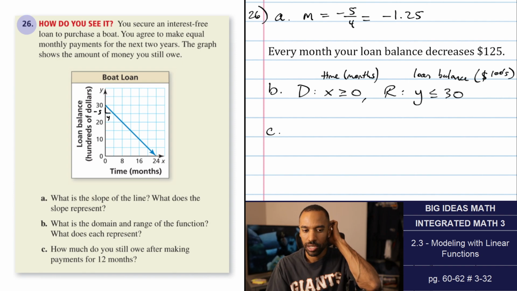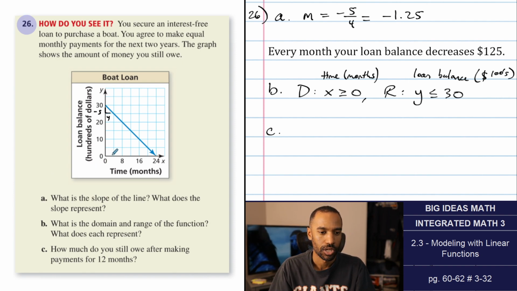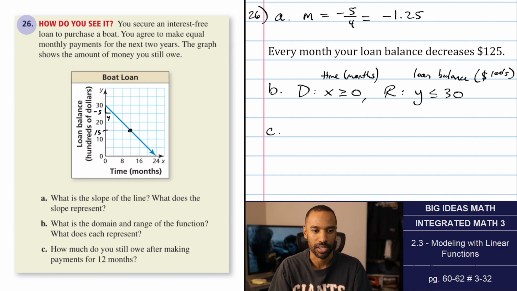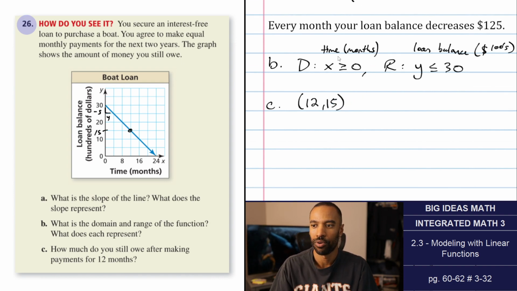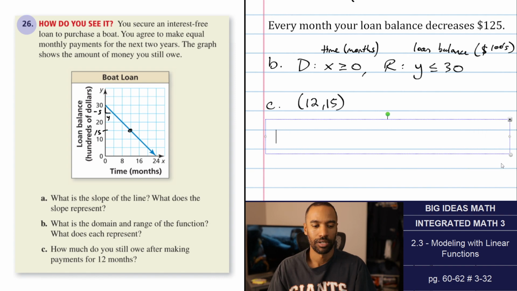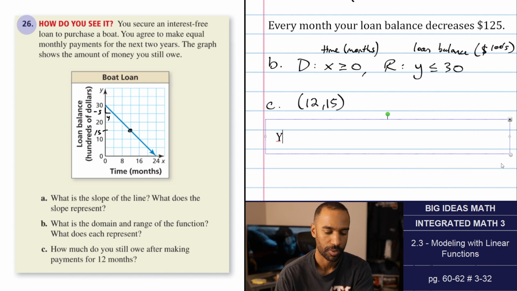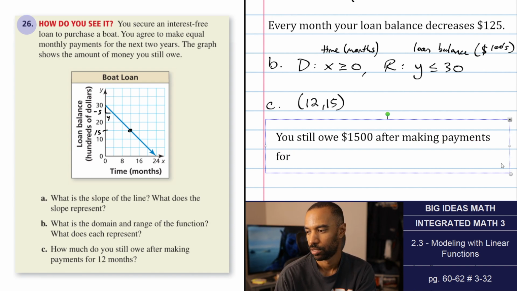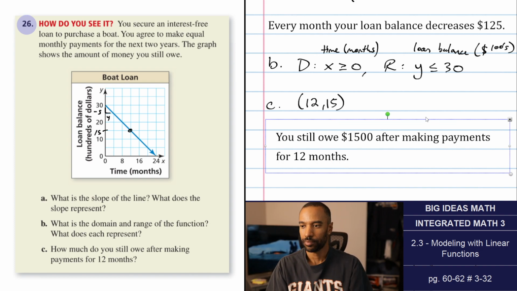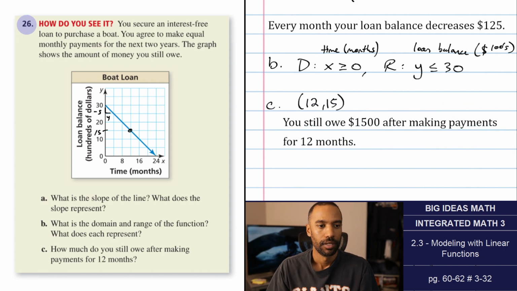Part C, how much do you still owe after making payments for 12 months? So here's 4, 8, 12, and we go up to this point right here. How much you still owe is going to be this number, which is 15. Remember, that's not $15, that's $1,500. So based off the point 12, 15, you still owe $1,500 after making payments for 12 months. Okay, that's part C. Let's keep moving forward.